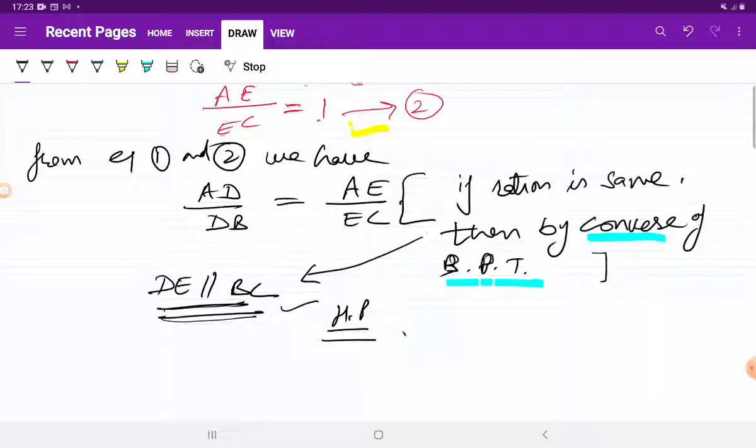So this is all about our 8th question. In the next lecture we are coming with question number 9 and question number 10. Then we'll finish our exercise 6.2. After that we'll start our next theorem, that is also very important.